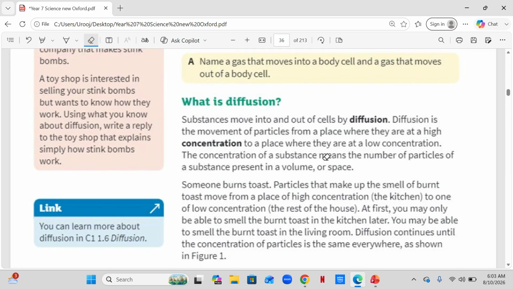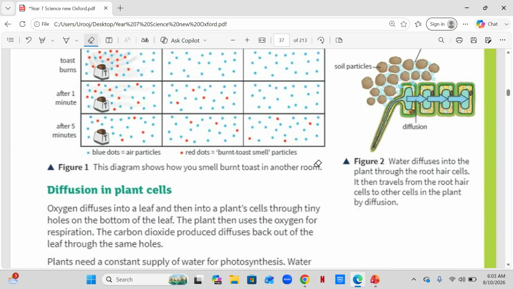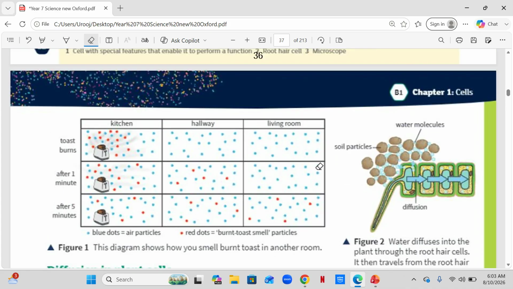Now let's bring the same idea back to the cells. Imagine that there is more oxygen outside a cell than inside it. Oxygen can move through a cell membrane from the area where there is more oxygen to the area where there is less oxygen. So the oxygen moves into the cell and the cell can use that oxygen for respiration to release energy. Now let's look at the carbon dioxide. The carbon dioxide is produced inside the cell during respiration. So if there is more carbon dioxide in the cell than outside, carbon dioxide can move from inside the cell to the outside of the cell. So the carbon dioxide moves out of the cell.